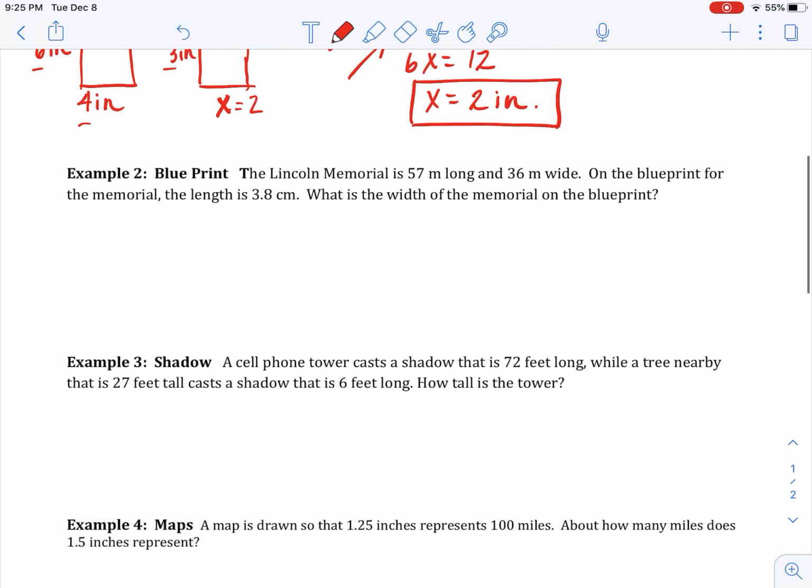So let's try it again. Example 2 is a blueprint problem. It says the Lincoln Memorial is 57 meters long and 36 meters wide. On the blueprint for the memorial, the length is 3.8 centimeters.